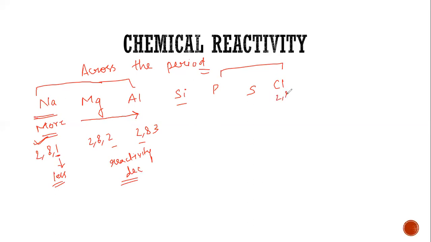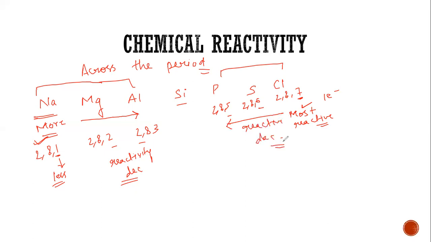Similarly, let's talk about chlorine. It has the electronic configuration 2,8,7. This one has 2,8,6, and this 2,8,5. Now you can see chlorine requires only one electron to complete its octet, sulfur requires two, and phosphorus requires three. When it requires only one electron to complete its octet, it will require less energy to gain it. Because of which this will be the most reactive non-metal.